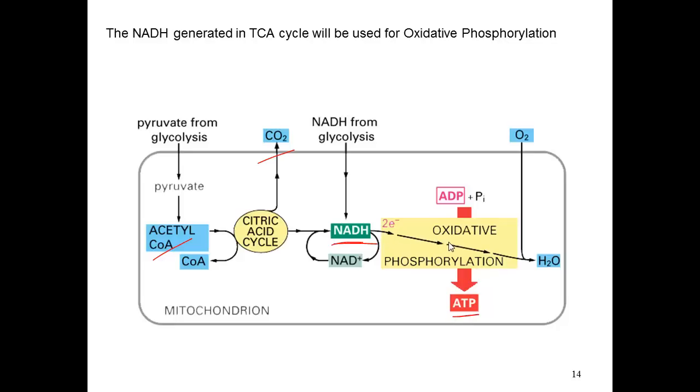These high energy electrons will have their energy degraded during the electron transfer reactions. Eventually, these very low energy electrons will be deposited on molecular oxygen, the reason we breathe. It's going to produce water as a byproduct.